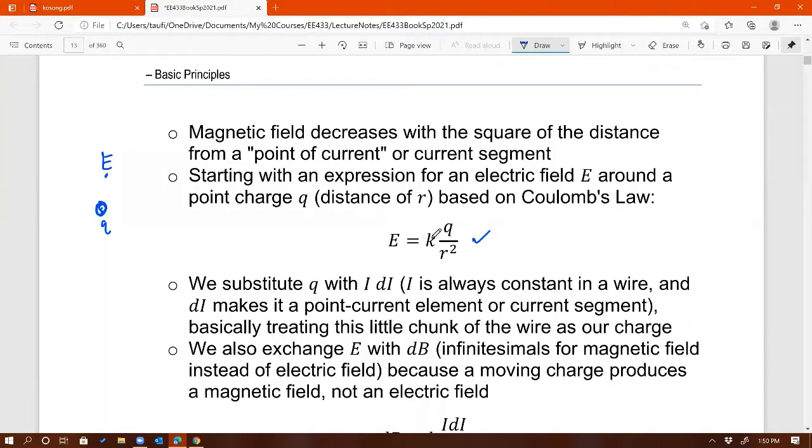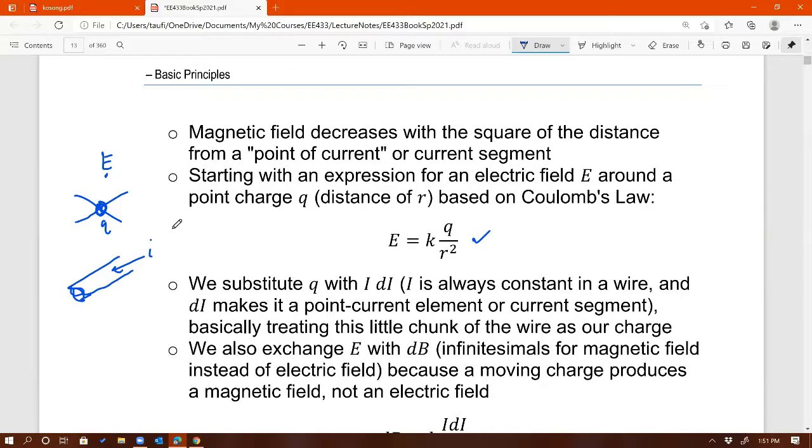And then for magnetic field, we don't have a point charge. What we have is current. Remember, we are trying to calculate magnetic field strength around a wire. So you have a conductor or a wire that's carrying current. So now we don't have any more point charge. What we have is a wire carrying current.